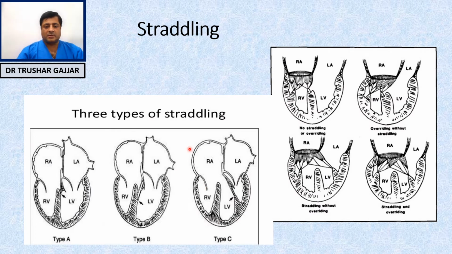There is another anomaly called straddling. Straddling is nothing but the chordae of one particular valve either attach to the crest of the ventricular septum, or go and attach to the opposite side of the ventricular septum in type B, or attach on the opposite wall of the opposite ventricle, which leads to straddling of type C. Now all these varieties will have a complex anomaly.